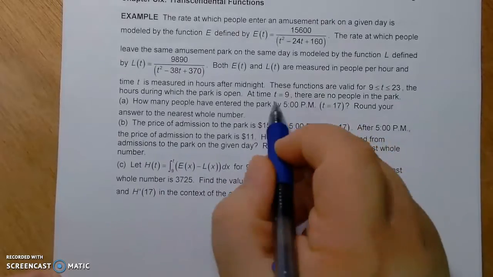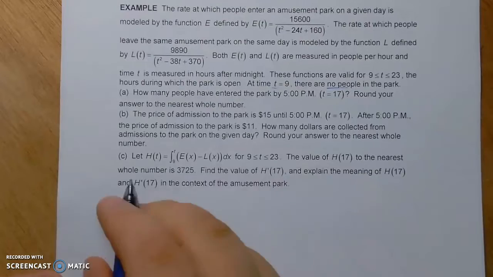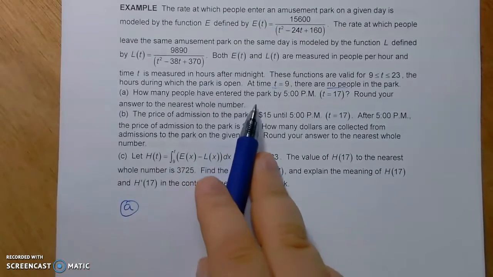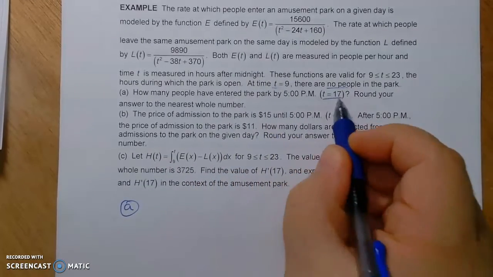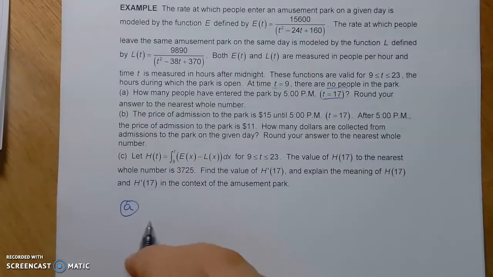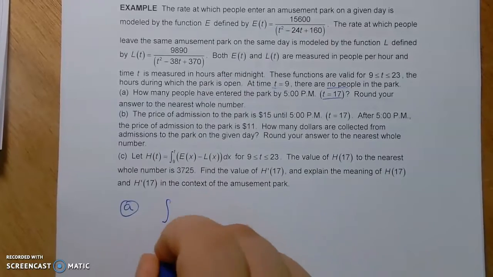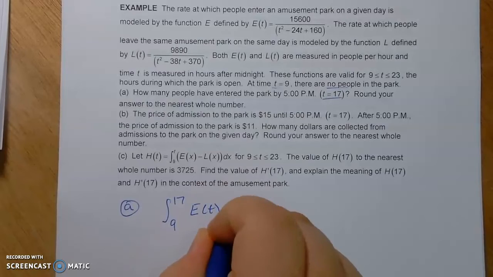The other important part is at 9 there are no people in the park, so they didn't let anybody in early. So we get to our questions. A. How many people have entered the park by 5 p.m.? That is when t equals 17. Round your answer to the nearest whole number. Well, entering people is E, so we're going to integrate from 9 to 17 of the function E of t.